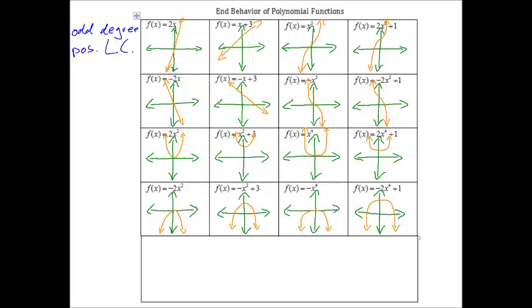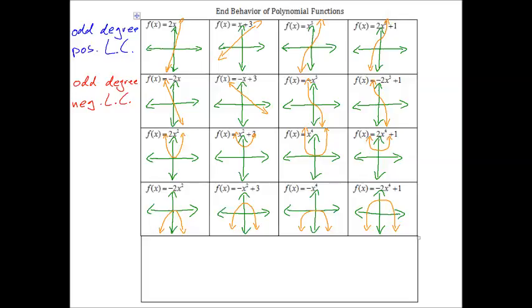If we look at our next four functions, we see that they all have an odd degree. The first two, again, degree of 1, linear functions, and the next two have a degree of 3. But this time, these functions all have a negative leading coefficient. So let's note this down too. Odd degree, negative leading coefficient.